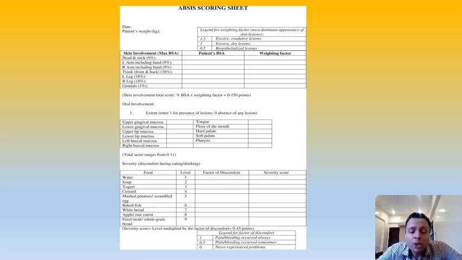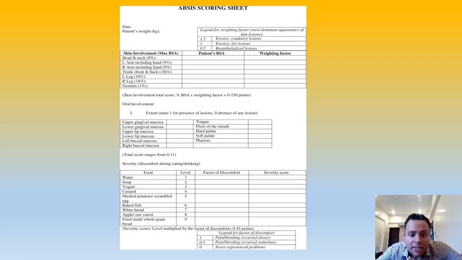That's why I showed you the picture of the oral cavity, whether it is the upper gingival mucosa, lower gingival mucosa, upper lip mucosa, lower lip mucosa, left buccal mucosa, or right buccal mucosa. You have to tell whether right or left. Then tongue, floor of the mouth, hard palate, soft palate, and pharynx. So the total score will again vary from 0 to 11.